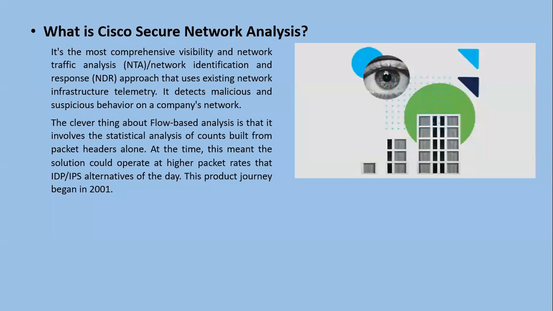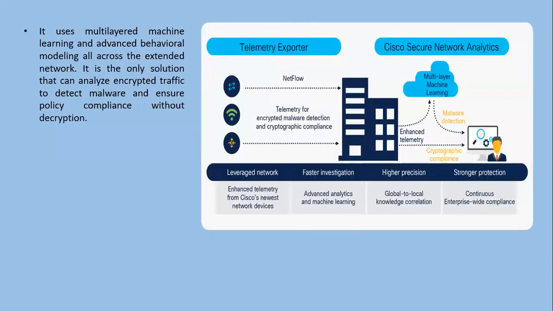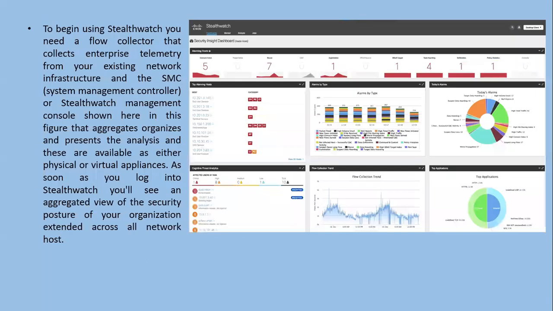The clever thing about flow-based analysis is that it involves the statistical analysis of counts pulled from packet headers alone. At the time, this meant the solution could operate at higher packet rates than IDP and IPS alternatives of the day. This product journey began in 2001. It uses multi-layered machine learning and advanced behavioral modeling all across the extended network. It is the only solution that can analyze encrypted traffic to detect malware and ensure policy compliance without decryption.